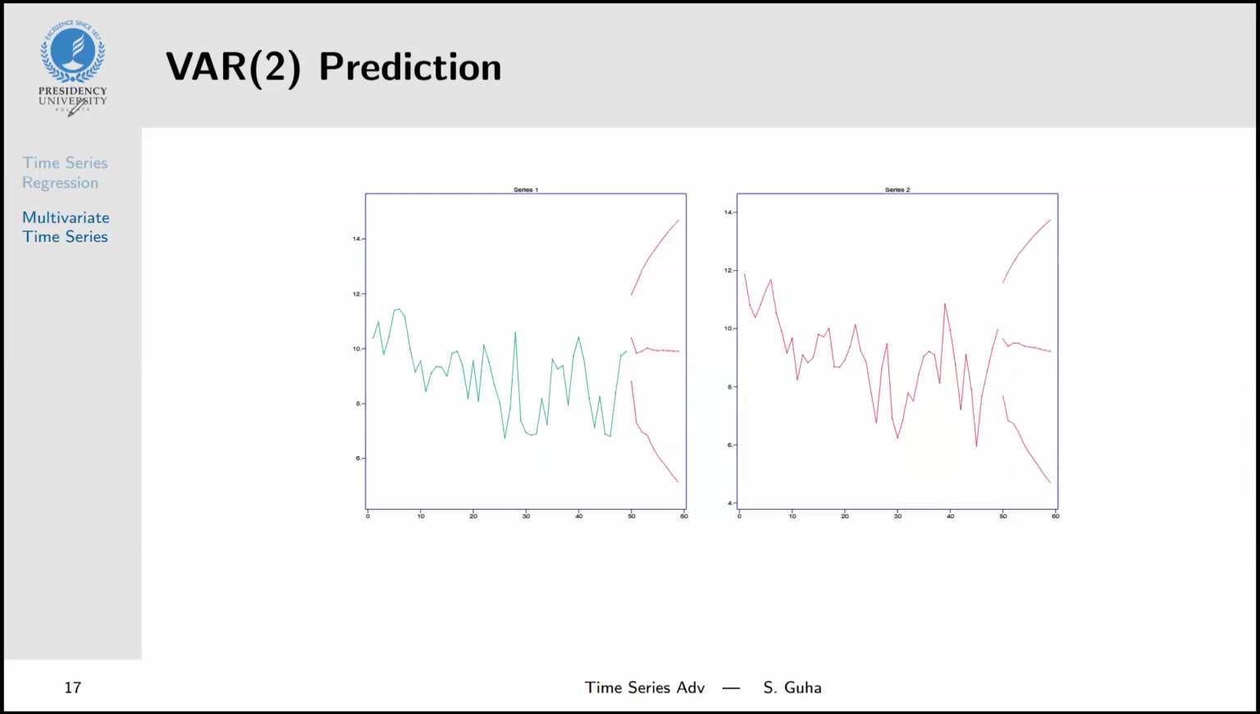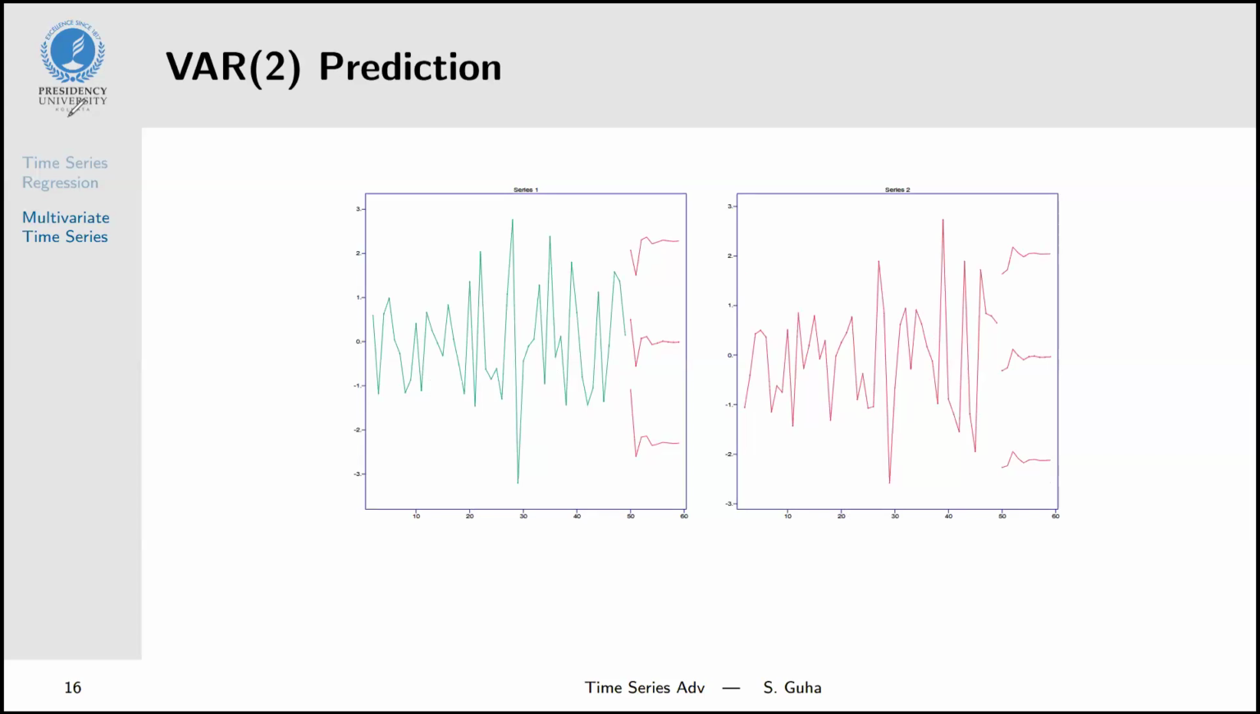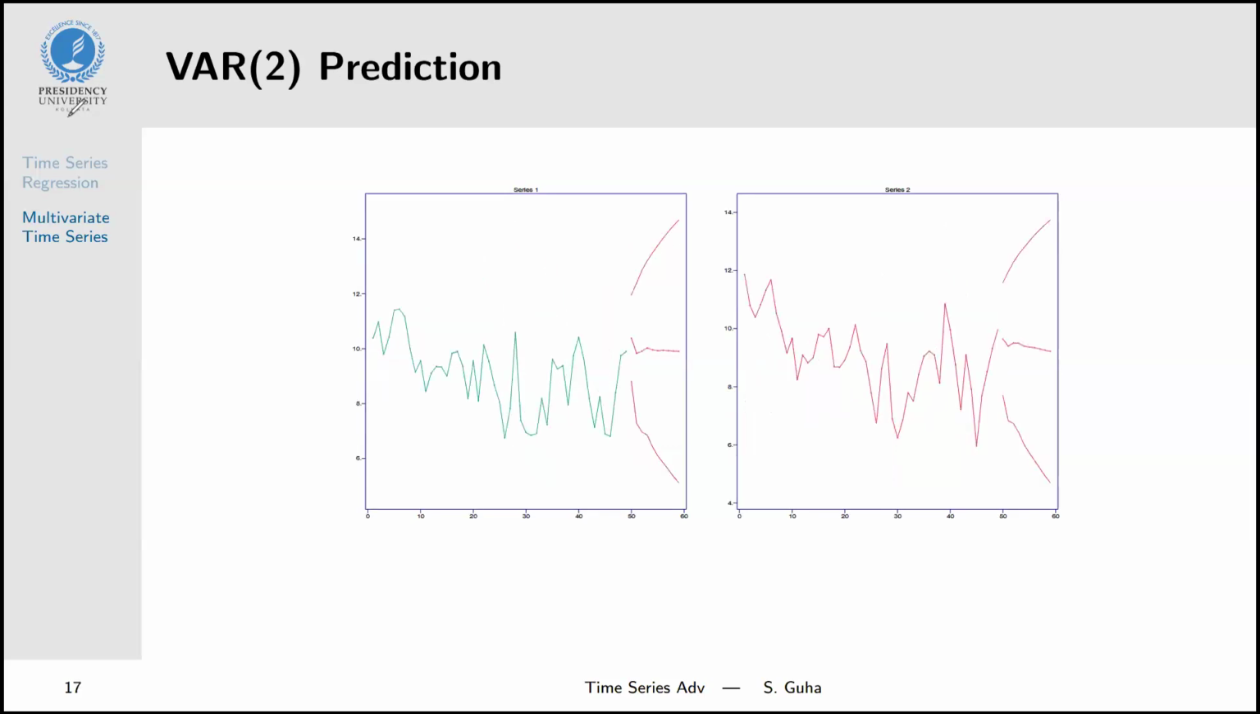But that was for the differenced data. From there, I have to go back to the original time series data, and this is how the forecasting value for the original time series data looks.